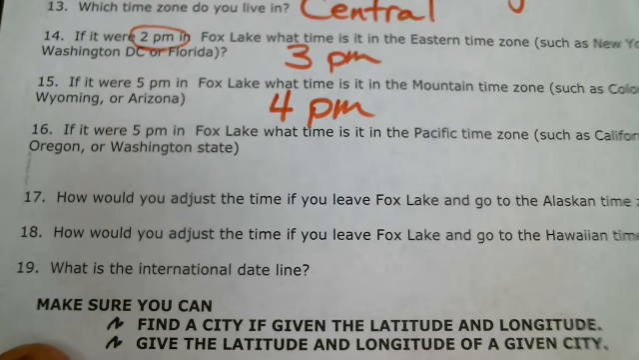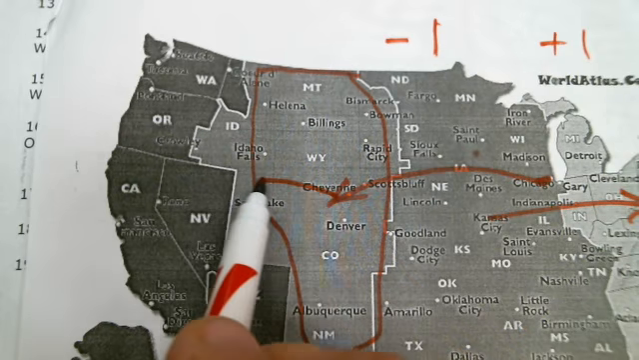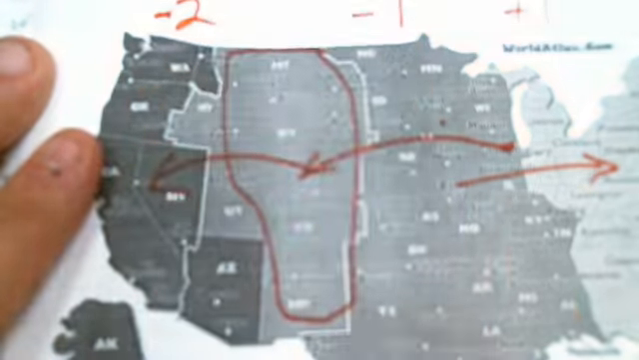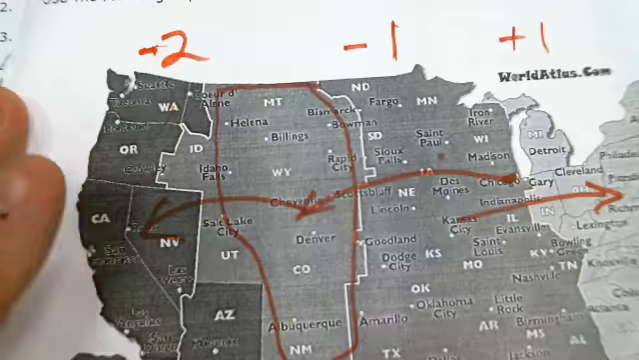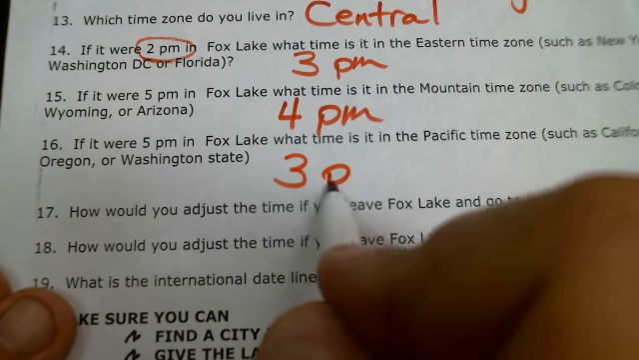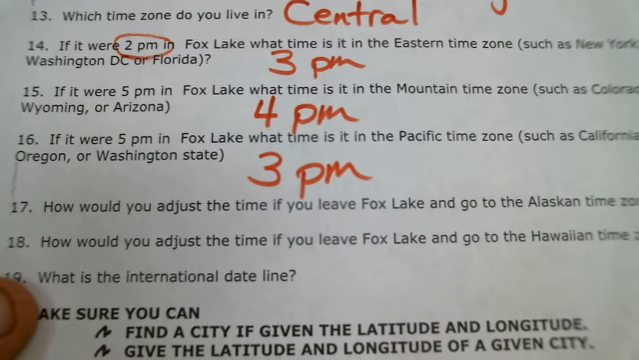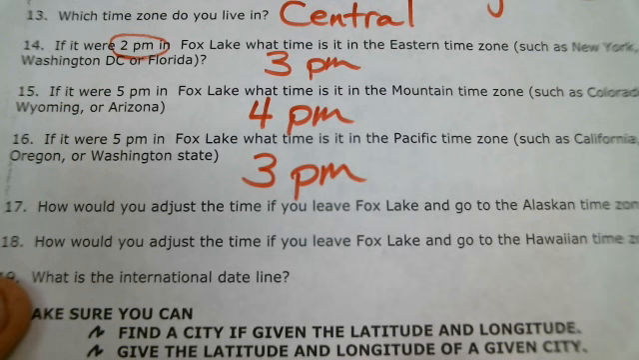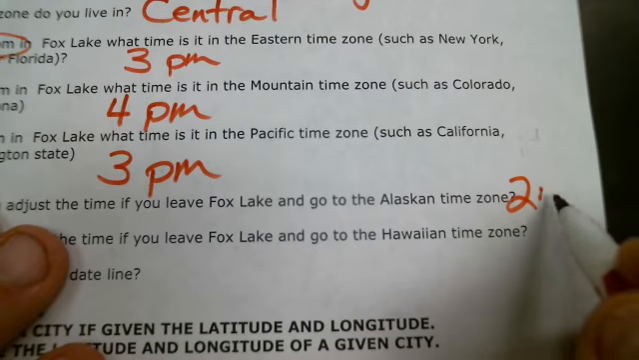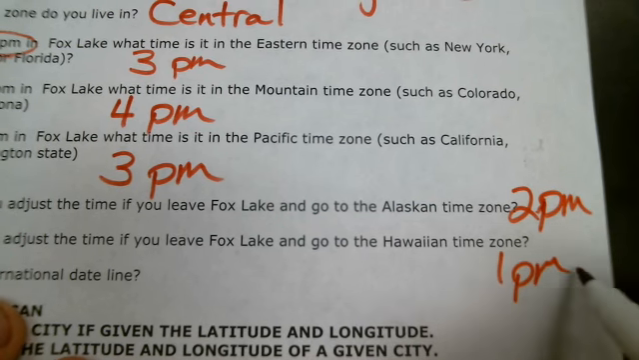Number 16, if it were 5 in Fox Lake, what time is it in the Pacific time zone? The Pacific time zone is yet another step to the left. And so to find out the time there, we're going to subtract off 2 hours. So if it's 5 o'clock in Chicago and Fox Lake, subtract off 2 hours, it's going to be 3 p.m. over on the West Coast. How would you adjust the time if you leave Fox Lake and go to the Alaskan? Well, that's yet another hour, so it's only going to be 2 p.m. there. And number 18, in Hawaii, it's going to be yet another hour, 1 p.m.